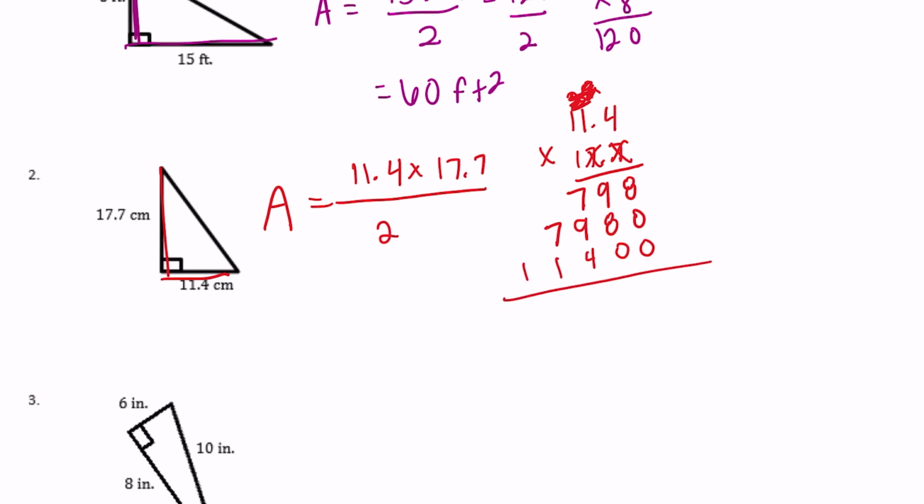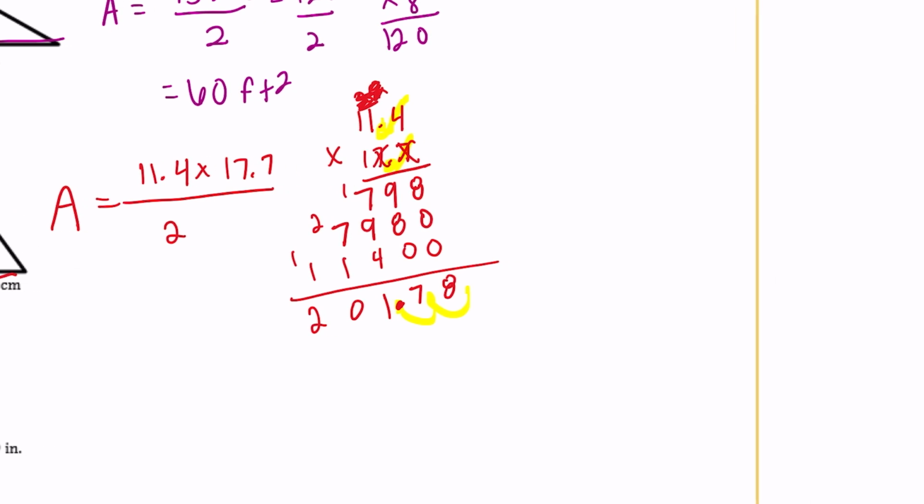So let's add those all together. 8. 9 plus 8 is 17. Carry the 1. 1 plus 7 plus 9 is 17. Plus 4 would be 21. 2 plus 7 is 9. Plus 1 is 10. Carry the 1. And then we have a 2. So then in the problem, we had 2 digits behind a decimal point. So I'm going to move the decimal point over 2 places. We get 201 and 78 hundredths.